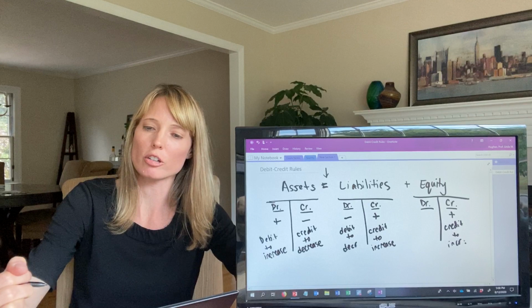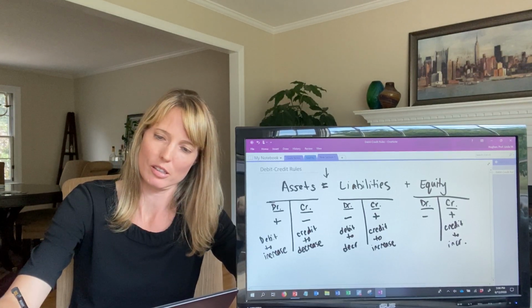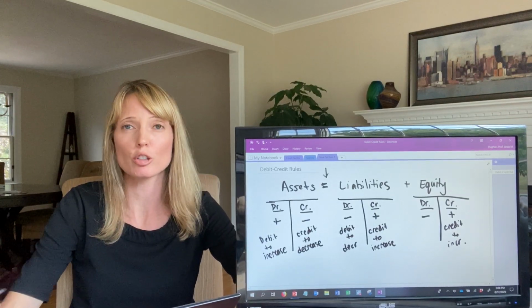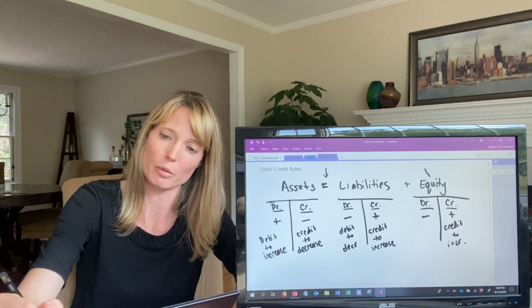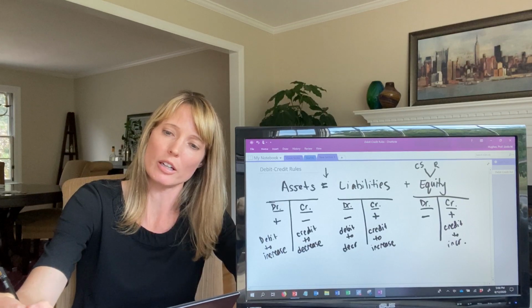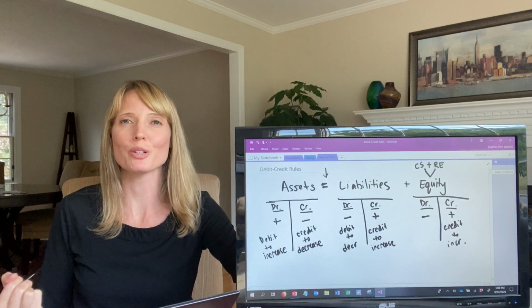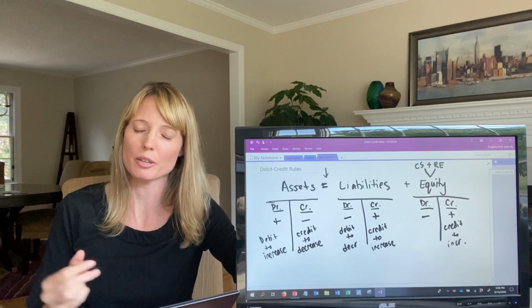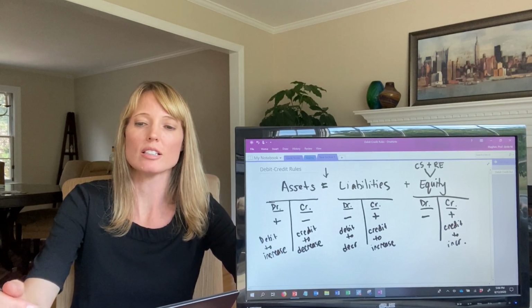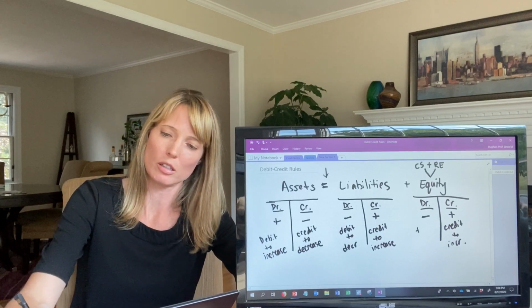And if we want to decrease equity, what does it mean to decrease equity? Well, expenses decrease equity, right? Expenses reduce retained earnings. Retained earnings is part of equity. Remember, equity is two main components, common stock and retained earnings. There's more to it, as we'll see later on in the semester, but as a starting point, common stock and retained earnings. When we have expenses, they decrease retained earnings. So how do we decrease equity? With a debit.